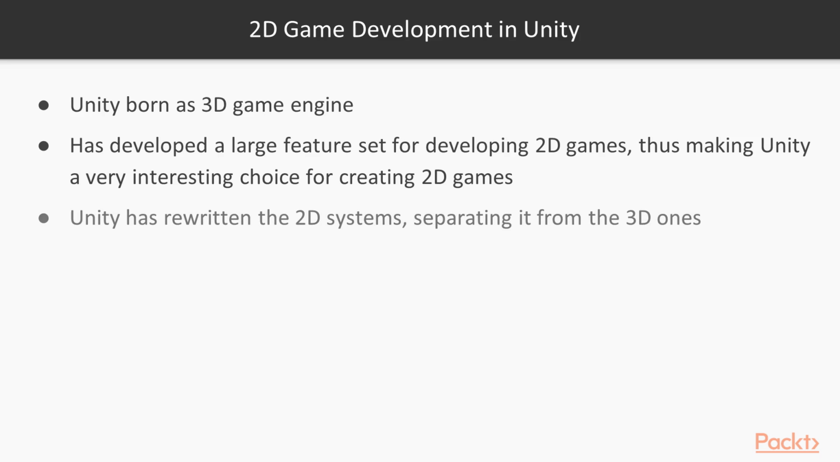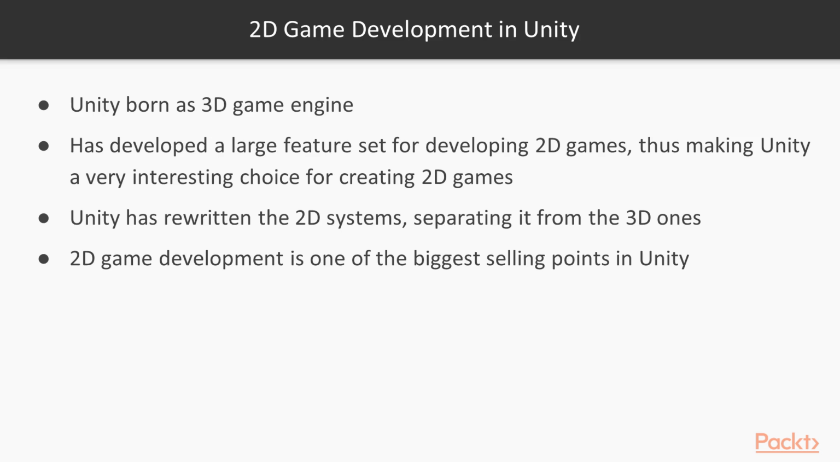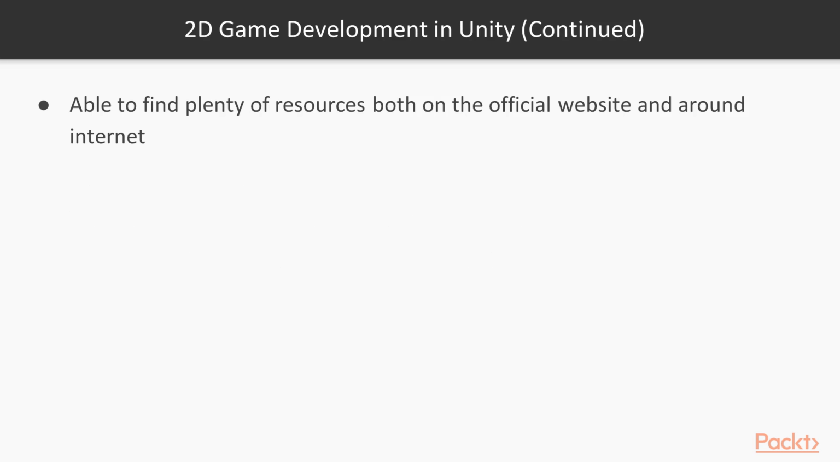Developing this feature set, Unity has separated the 2D systems from the 3D ones. Some of you might be familiar with the concept of sprites. It also has a different physics system, with 2D specific colliders and rigid bodies. And since now it's one of the biggest selling points in Unity, you will be able to find plenty of resources, both on the official website and around the internet, on how to develop 2D games in Unity.